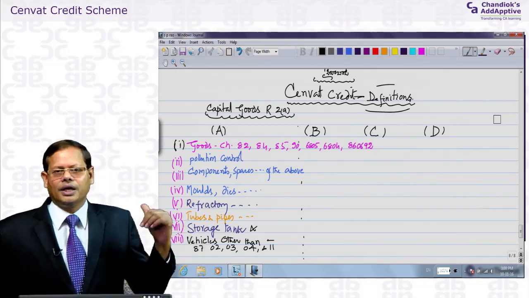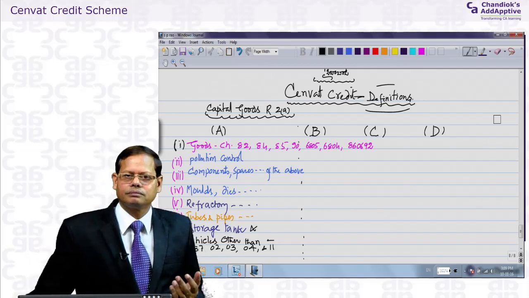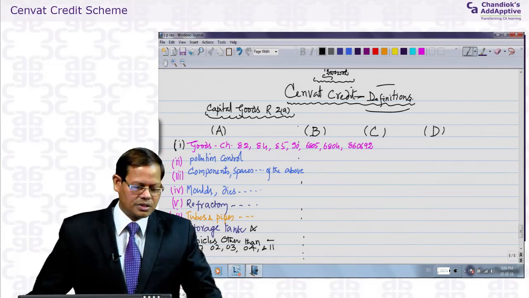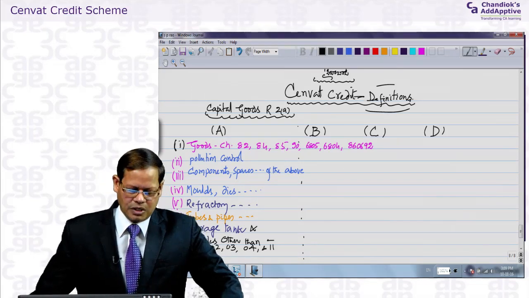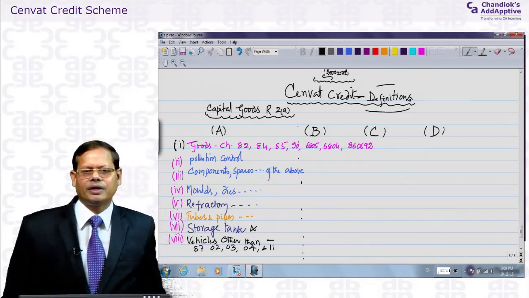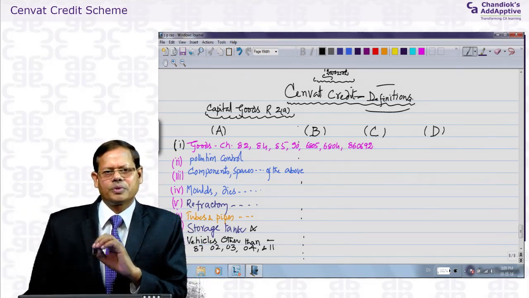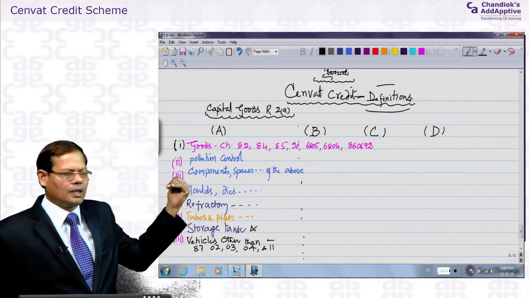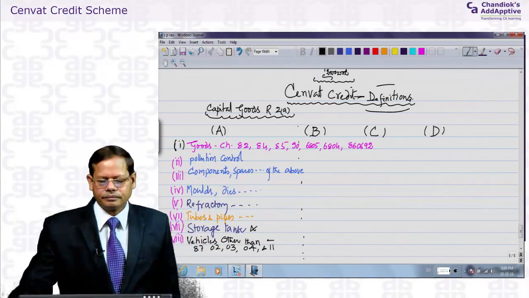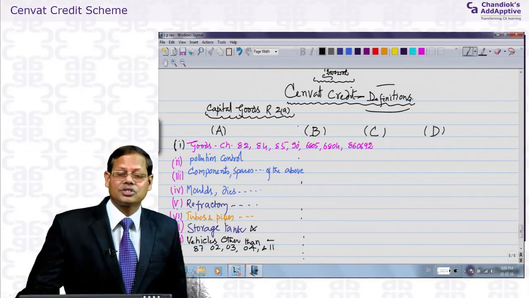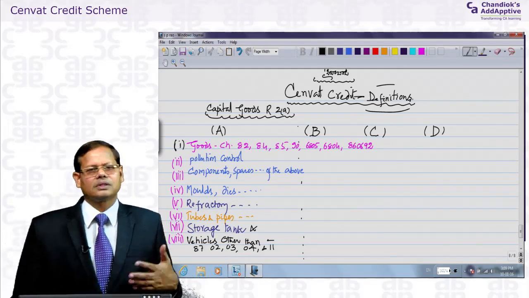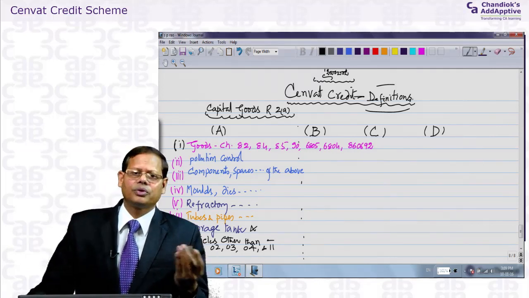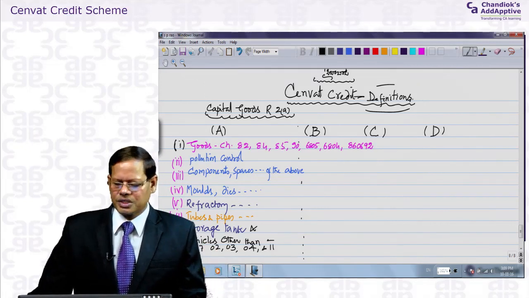What about the other chapters, 82, 84, 85, 90? The whole chapter, all heading numbers, 1 to n, are relevant. Whatever be the goods specified in those chapters, all put together, they are capital goods for the purpose of the definition here. Whether you have to learn these chapters, I can't say, but practice makes a man perfect. Keep doing, you will be able to remember 82, 84, 85, 90, and 6804 and 6805.